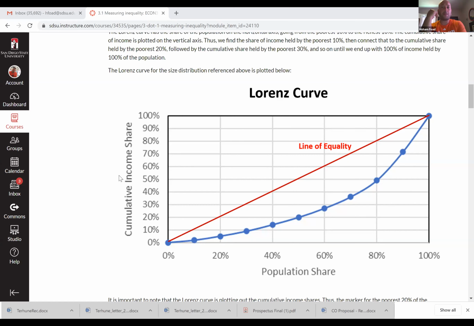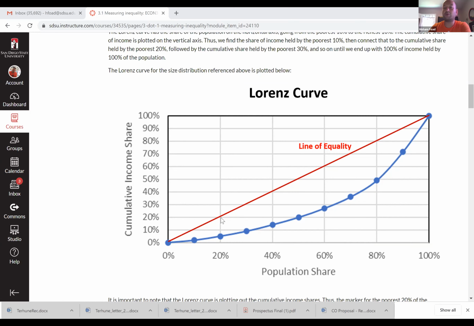Now, the reason why Lorenz curves are useful is that we compare them to two extreme situations. The first extreme is the case of complete and perfect equality. Complete equality means everybody has the exact same amount of income. And if everybody has the exact same amount of income, that means that the poorest 10% of the population has 10% of income. The second poorest 10% has 10%, so on and so forth, which means that 10% of the population would have 10% of income.